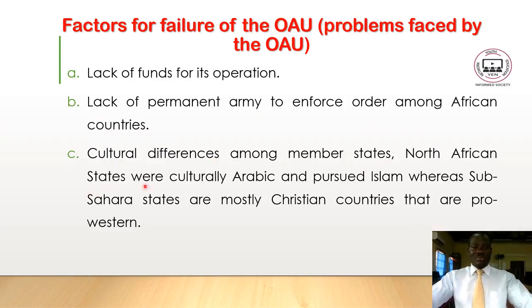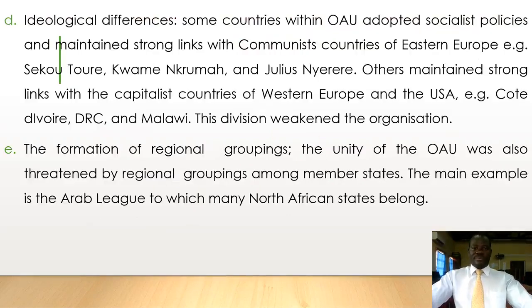North African states were culturally Arabic and pursued Islam, whereas sub-Saharan states are mostly Christian countries that are pro-Western. So we see that cultural differences also contributed to the failures of the OAU.